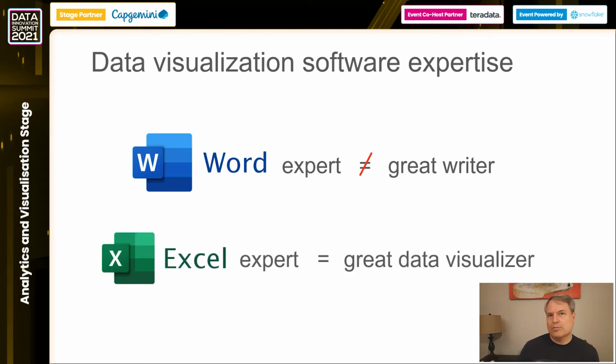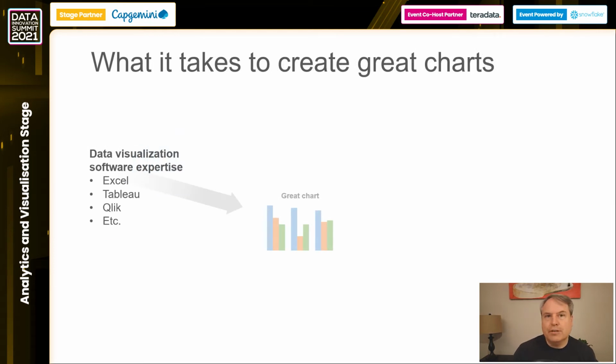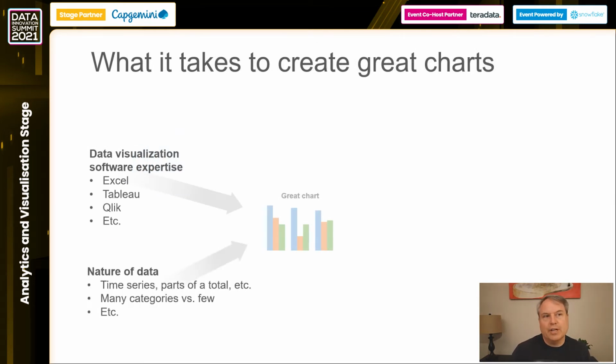But what seems to be less well understood is that if you're an expert user of a product like Excel, for example, that does not automatically make you a great data visualizer. In fact, unfortunately, it is very possible to be an absolute guru at one of these software products and still create kind of bad charts. So for now, though, let's look at the other common element that people understand when we ask them what do you need to know to create a great chart, which is basically the nature of the data, right?